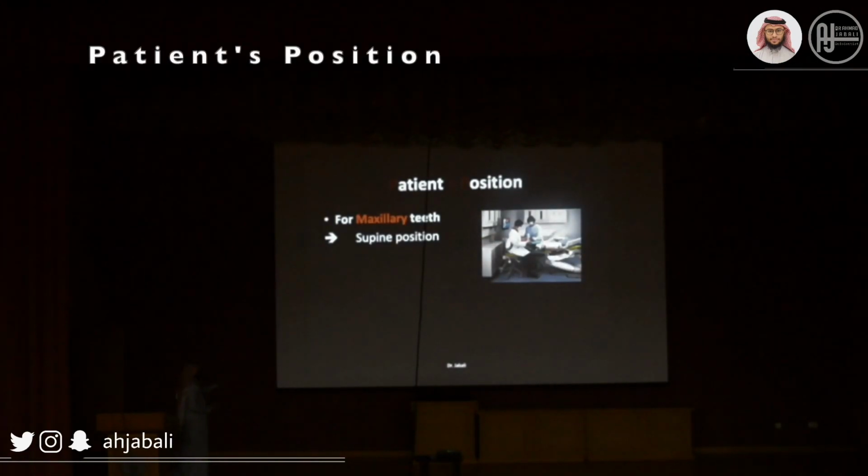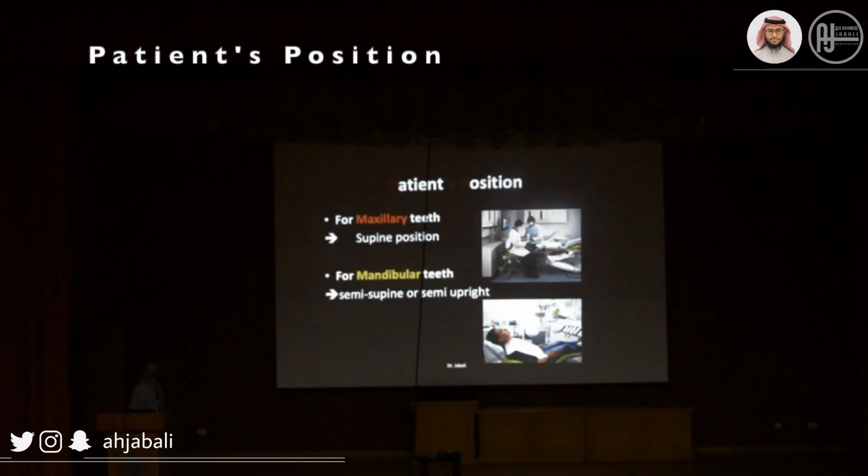This is one of the things that many students or even dentists don't pay attention to. You have to put the patient in a proper position. For maxillary teeth, for all maxillary teeth, you need to put the patient in supine position. It will be easy for you. And for mandibular teeth, you need to put the patient in either semi-supine or semi-upright, so you can see the lower teeth easily.